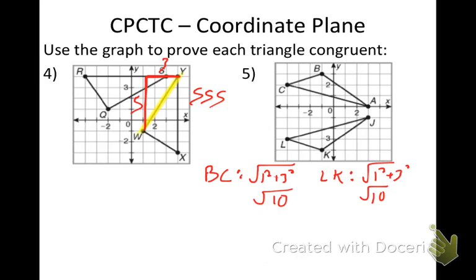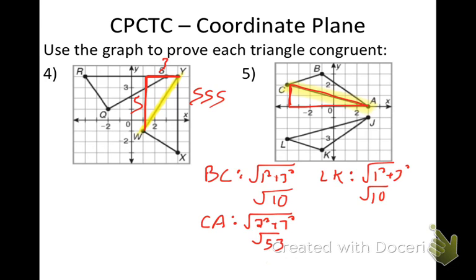Now I'm going to do CA. Okay, so CA is next. Make my right triangle. I think I have 2 and what? 2 and 7. So I have the square root of 2 squared plus 7 squared. 2 squared is, 7 squared is. That gives me the square root of 53.